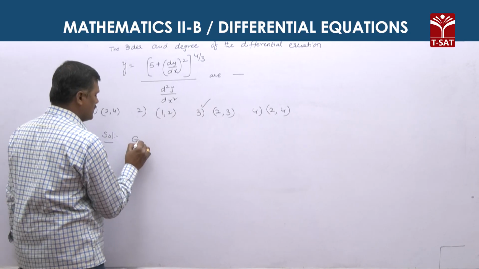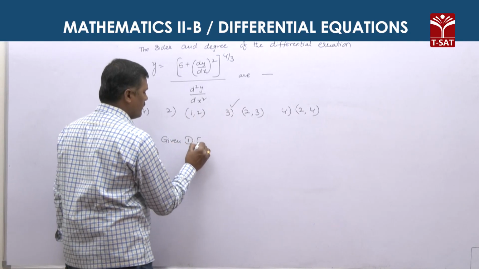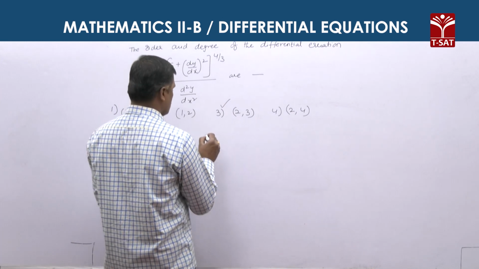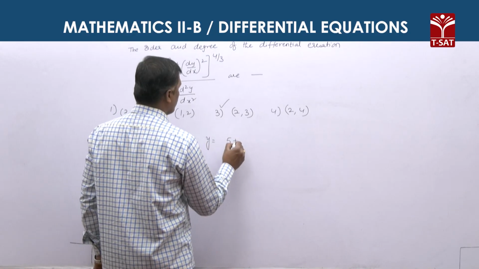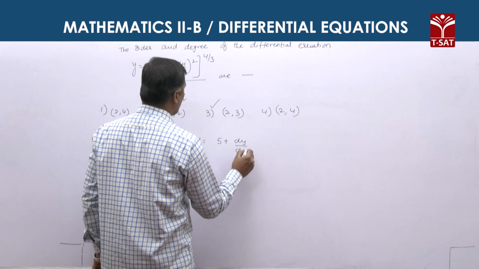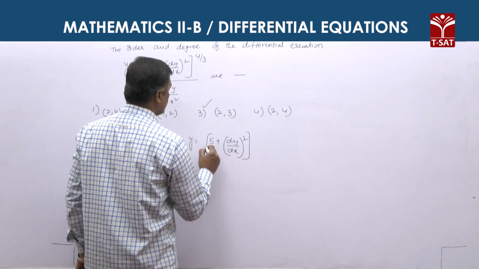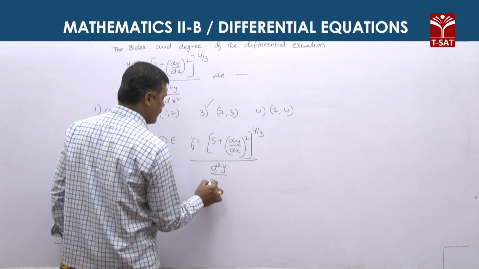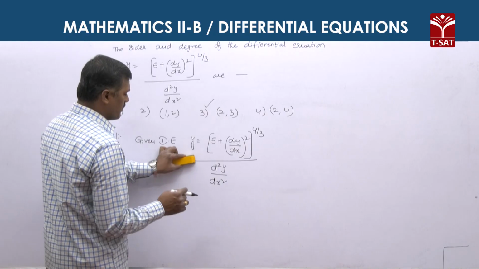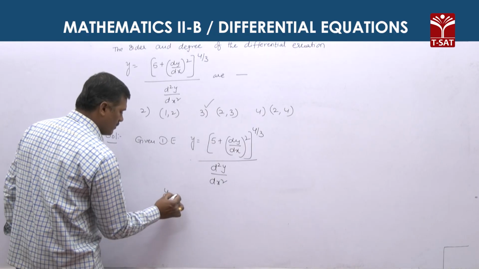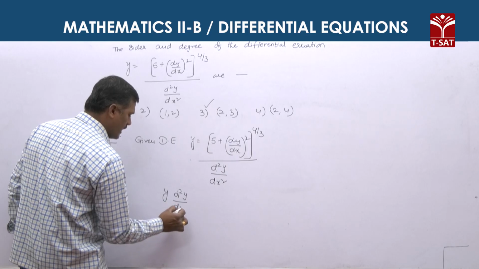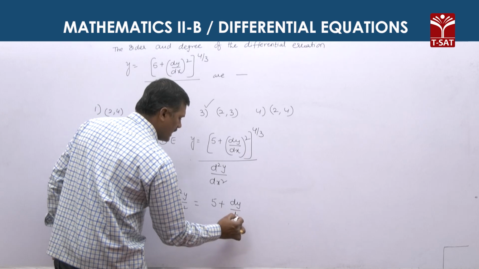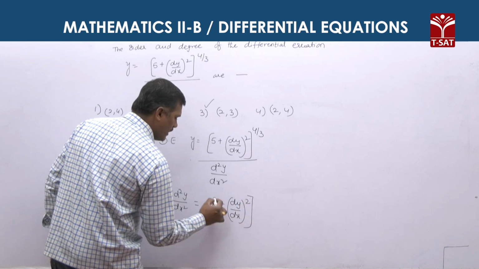Given differential equation, y is equals to 5 plus dy by dx whole square whole power 4 by 3 whole divided by d square y by dx square. Now cross multiplying, y into d square y by dx square is equal to 5 plus dy by dx whole square whole power 4 by 3.